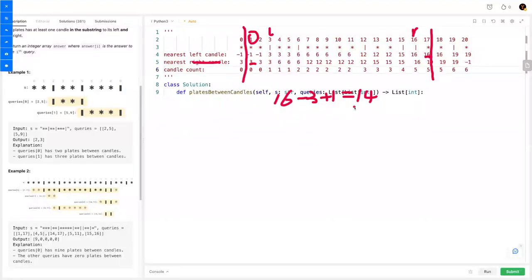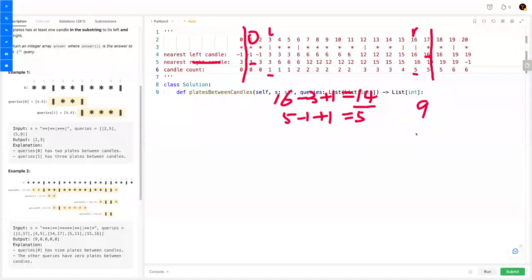Now we need to subtract from the 14 the total number of candles from 3 to 16, including 3 and 16. So how many candles do we have? Up to position 3, there's one candle, and up to position 16, there are 5 candles, right? The total number of candles between position 3 and 16 will be 5 minus 1 plus 1, which is 1, 2, 3, 4, 5. So we have 5 candles in between. So we have 14 positions in total from 3 to 16, and 5 of them are candles. So 14 minus 5, we have 9 left, and all the 9 are plates.